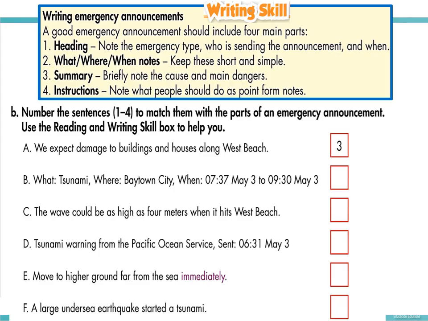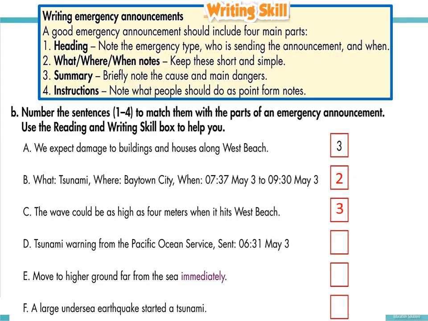How about B? What? The tsunami. Where? Beitao City. And when? 7:37, May the 3rd, to 9:30, May the 3rd. What, where, when, you see? Number 2. Okay, right, 2. And how about C? The wave could be as high as 4 meters when it hits West Beach. Okay, a little summary. Alright, number 3.